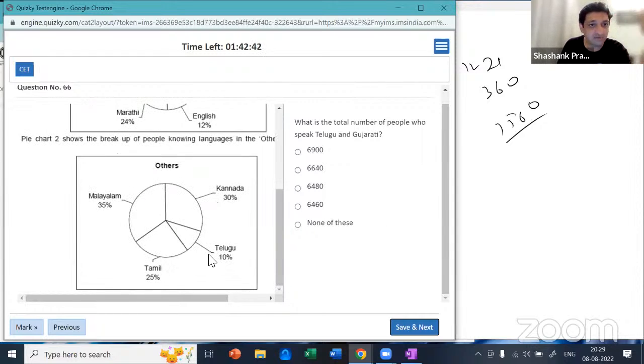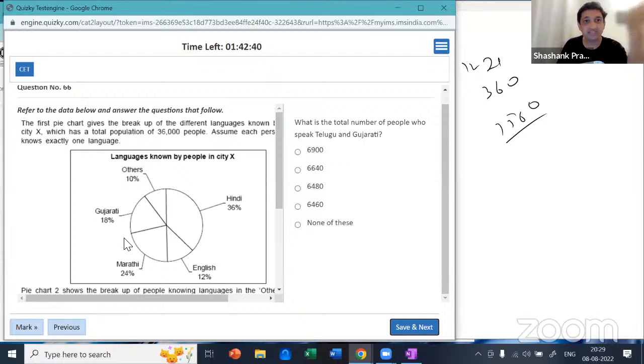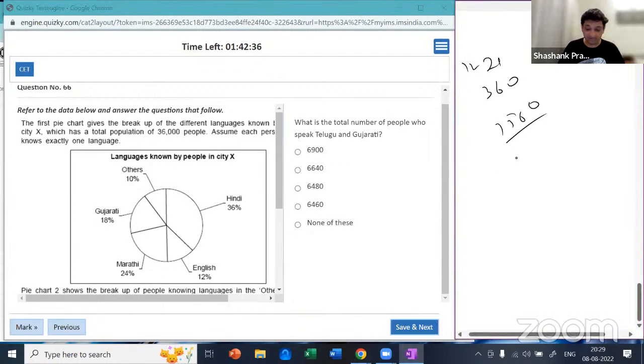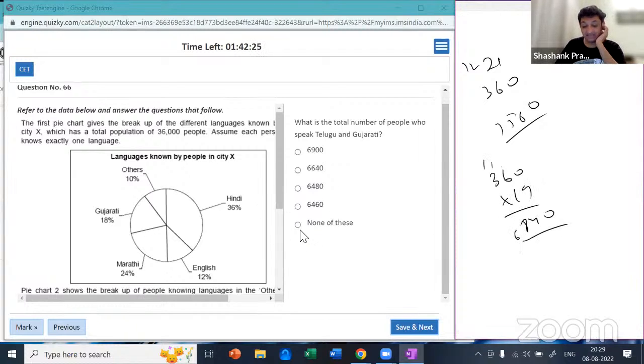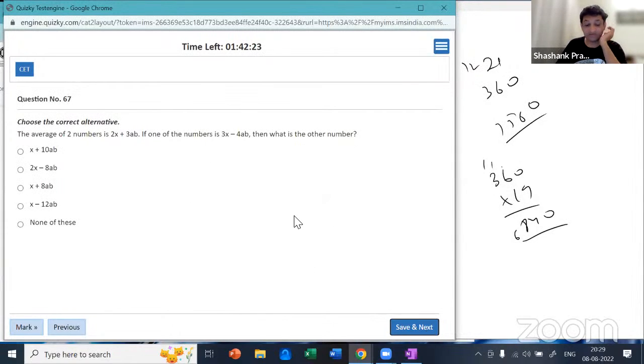Telugu and Gujarati. Telugu is 10%, so 1%. Gujarati is 18%, 19%, 19 into 360, 19, 6, 570 and 114. Yeah, 684 something. 6840 I think. 360 into 19, 6 are 114, 57, 6840. Okay, confusing options. I hope I'm right.